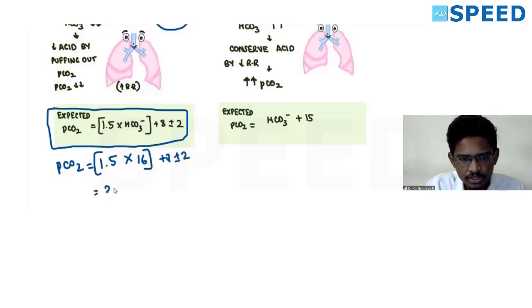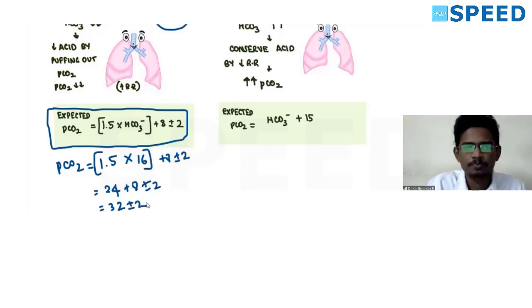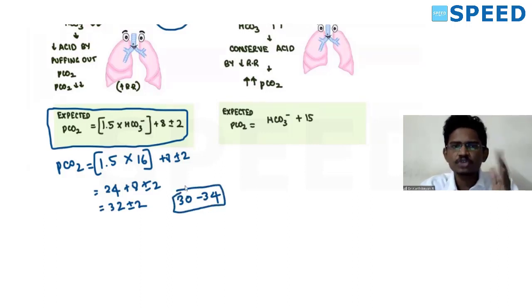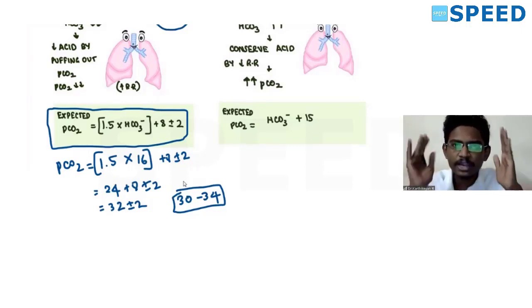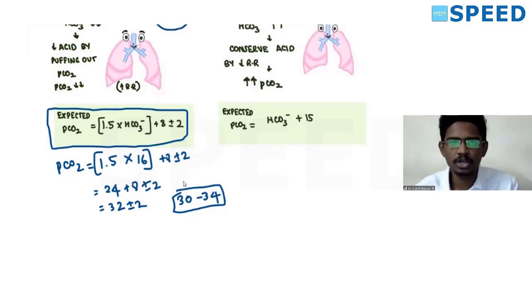So that will be 24 plus 8 plus or minus 2. So that will be 32 plus or minus 2. So it should be in the range of 30 to 34. If PCO2 is in the range of 30 to 34, then it is completely compensated. Only this disorder is going on. There is no other coexisting alkalosis or acidosis. It is a single ABG disturbance.